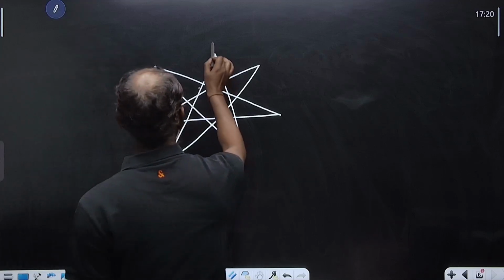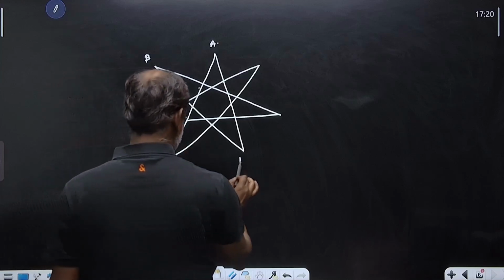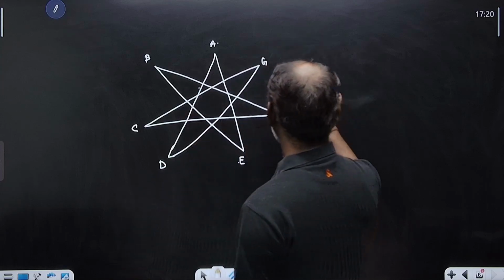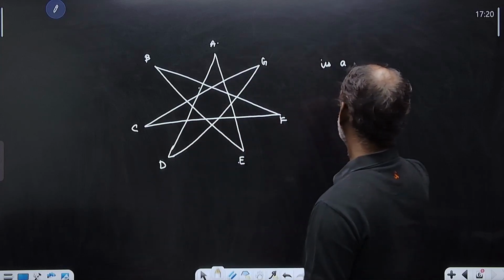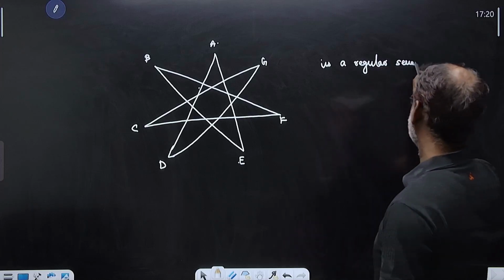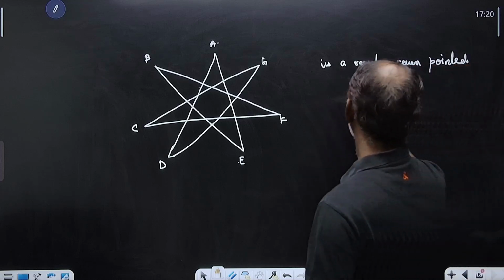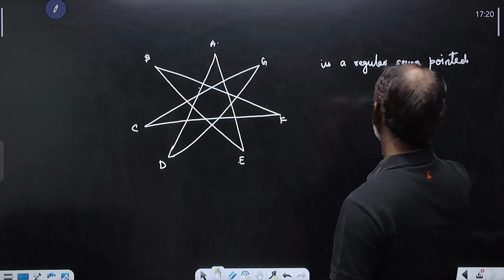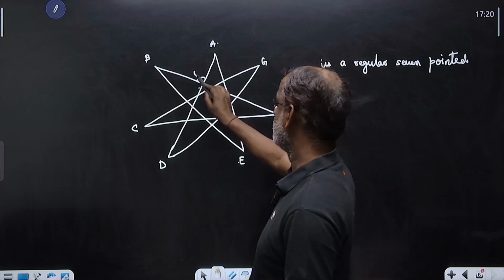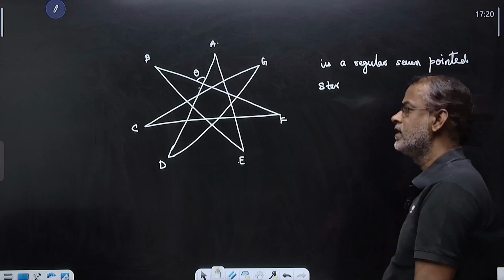Okay. So ABCDEFG is a regular 7-pointed star. Find this angle theta. We have to find this angle theta.